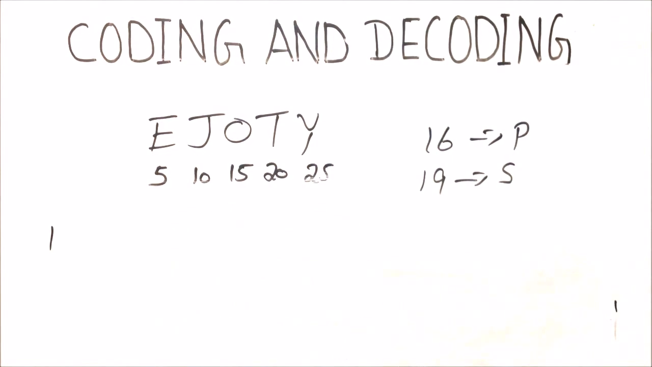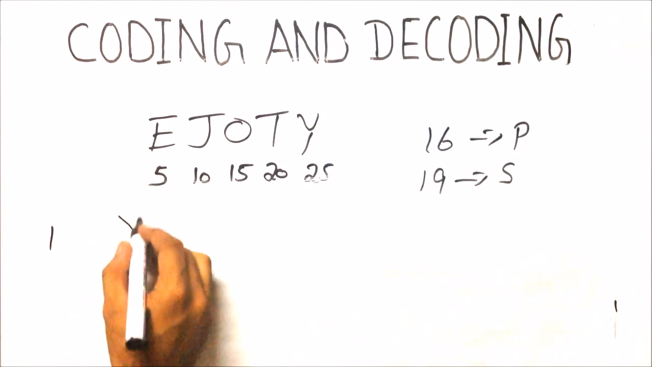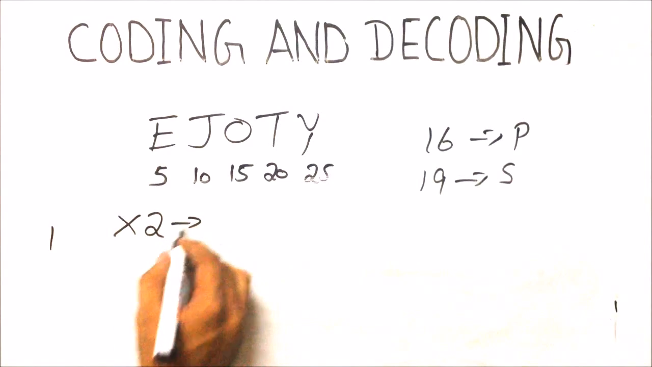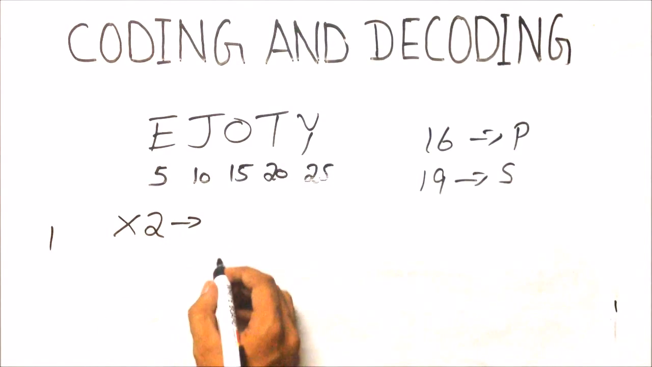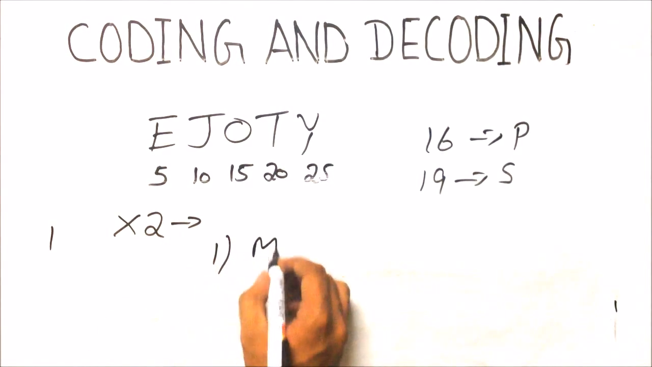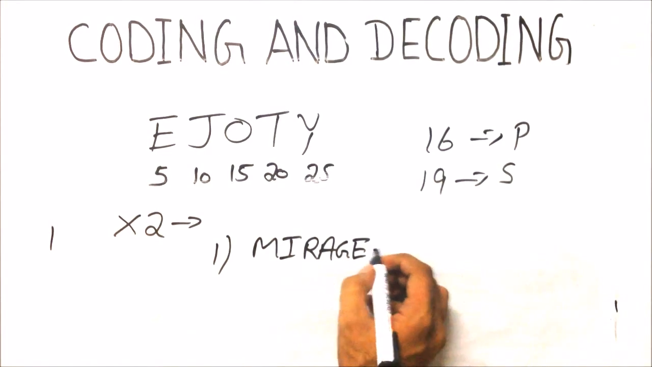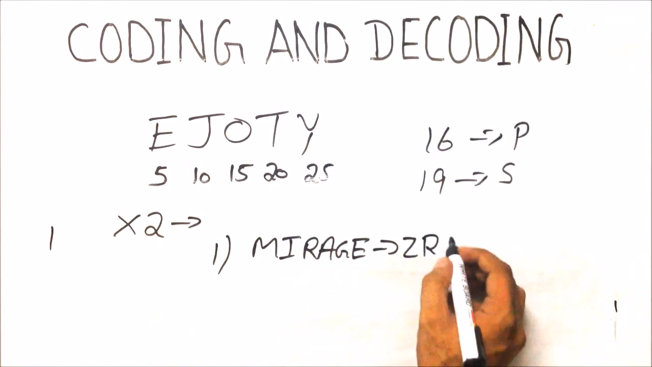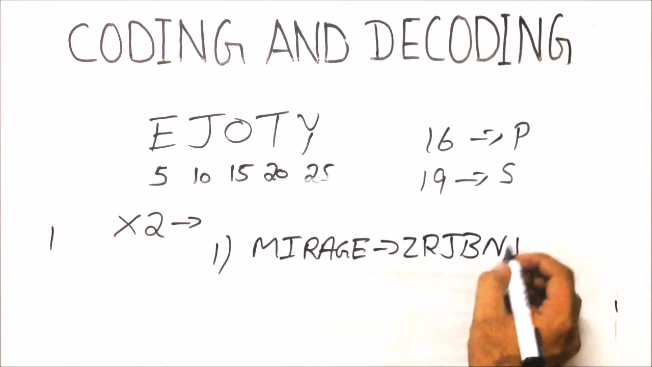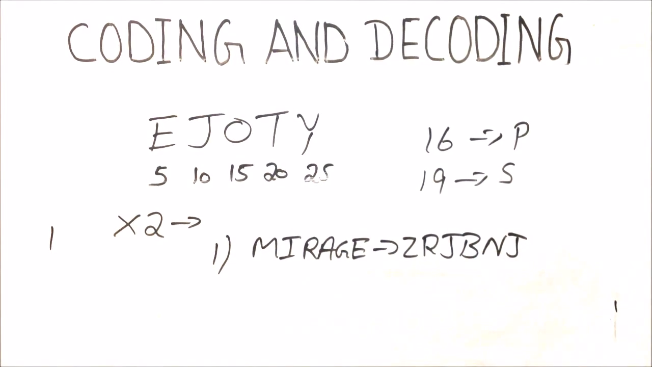Now after studying the repetition pattern and the addition and subtraction pattern, here we come to our next pattern, which is the multiplication by 2 pattern. In this pattern, I'll give you one question. The word is MIRAGE, and the code for the word is ZRJBNJ. This pattern is completely different from the previous two patterns that we have already done.